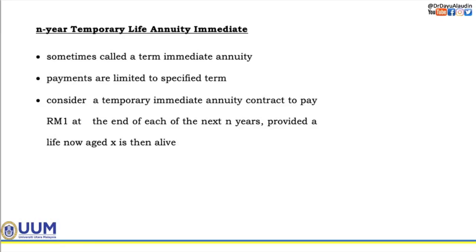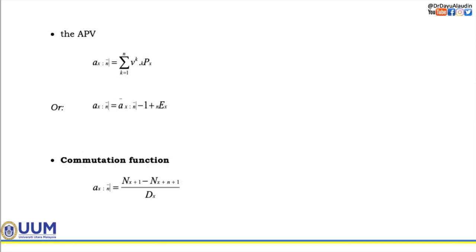And for n-year temporary life annuity immediate, it is the same case as annuity due, but the difference is only that it is paid at the end of each of the next n years. And the APV is starting from 1 to n.